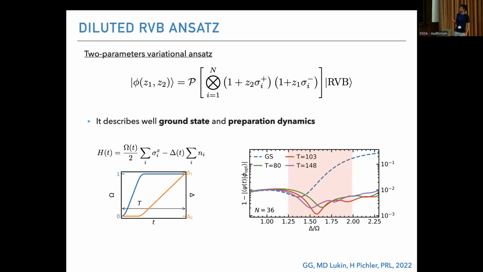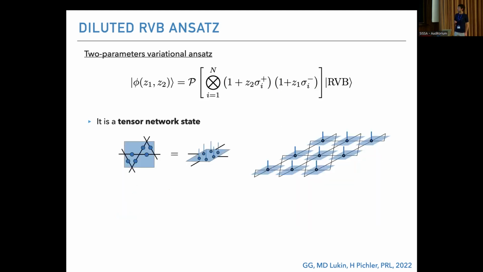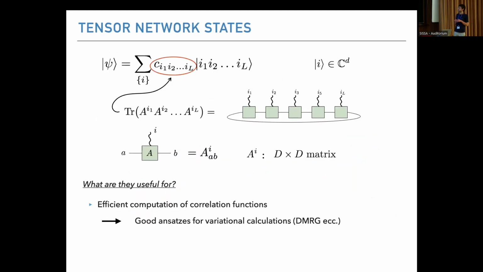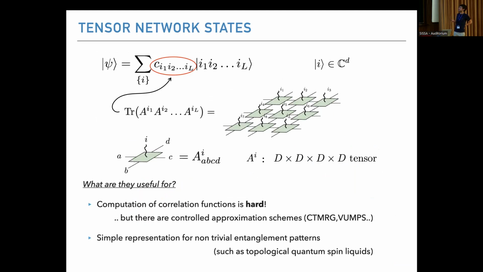And this plot is just to show that during the dynamical preparation process, this state is actually described perfectly. This is 1 minus the overlap of a dynamically prepared state and this optimized two-parameter ansatz. And the other cool thing is that this state is a tensor network state. And since I think not all of you are familiar with this, let me just briefly tell you what tensor network states are. So essentially, you can decompose the coefficient of a generic quantum state as a product of matrices in 1 dimension or tensors in 2 dimensions.